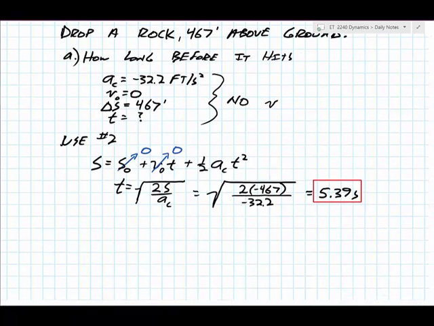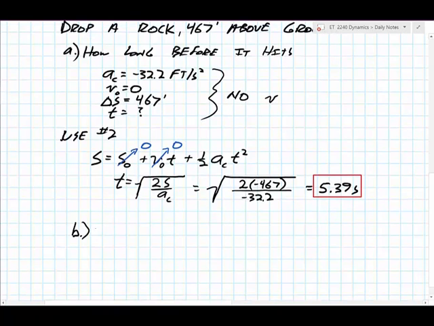So the second part to this problem, part B, asks us how fast was it going when it hit the ground? Let's see, how fast? I'll say during impact, or, I don't know, how fast at impact?